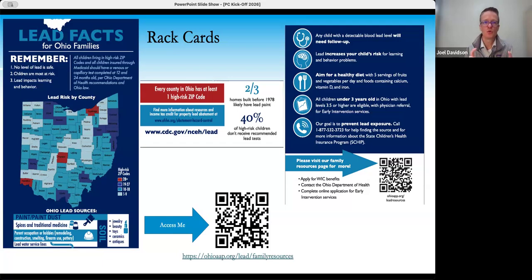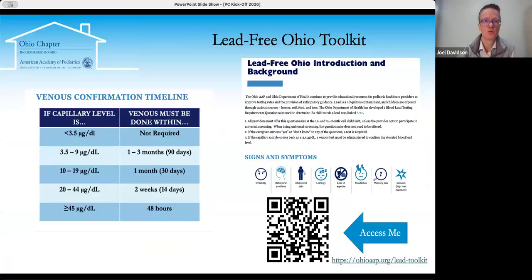And then the 2 QR codes that we have direct you to some of the information that we've developed as a team to help you address lead. And so you can get this information on those 2 QR codes. At this point, I'm going to turn things over to Dr. Newman, who's going to talk a little bit more about what's available in our toolkit and how to address some of those elevated lead levels.